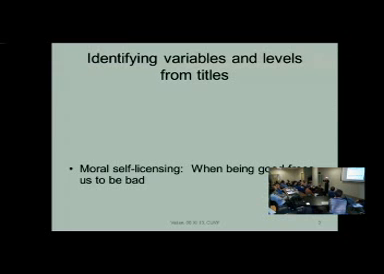I actually know this experiment, so I know the answer, but I don't know if I'd be able to tell just from reading the title. I'm going to guess that the independent variable is some measure of perceived good actions that one performs, and the dependent variable is one's license to perform maybe not good actions in light of those good actions.